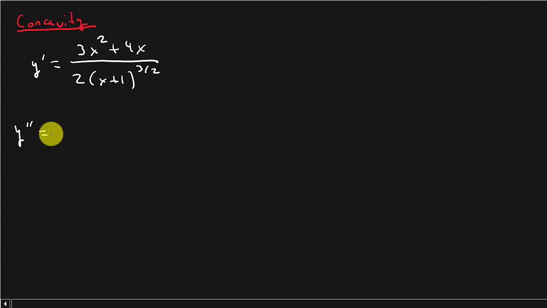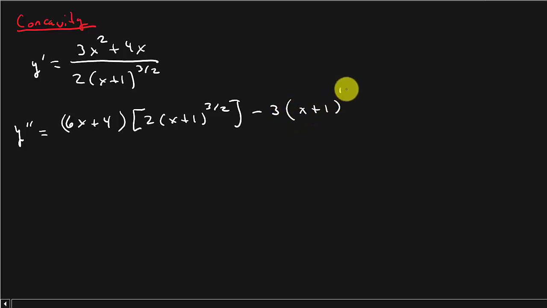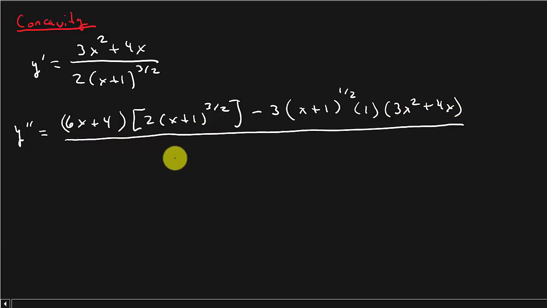All right, so once again here we have what? We've got quotient rule. So the derivative of the numerator, that's going to be 6x plus 4. That's the derivative of the numerator, times the denominator, 2 times x plus 1 to the 3/2. All right, minus the derivative of the denominator, so the 3/2 times 2, I got to do chain rule here, 3/2 times 2 is 3, times x plus 1 to the 1/2, subtract 1 from the exponent, times the derivative of what's inside the parentheses, so the derivative of x plus 1 is 1, times the numerator, 3x squared plus 4x. And this is all over the denominator squared. All right.